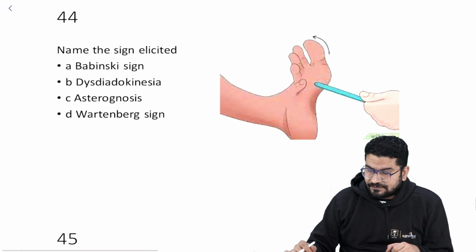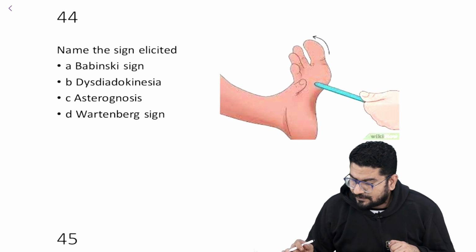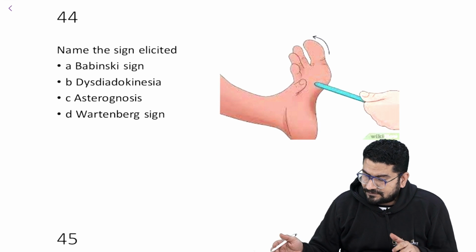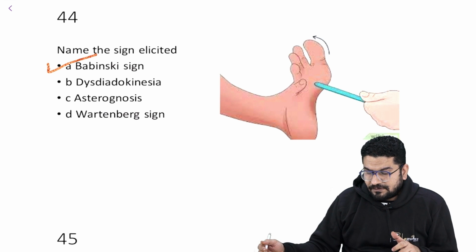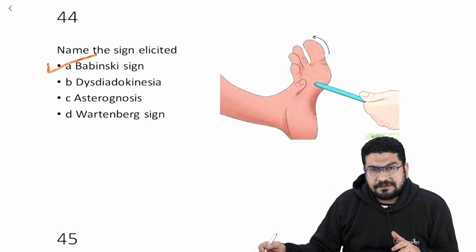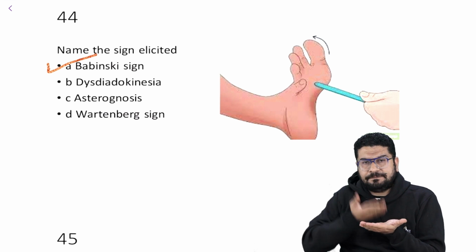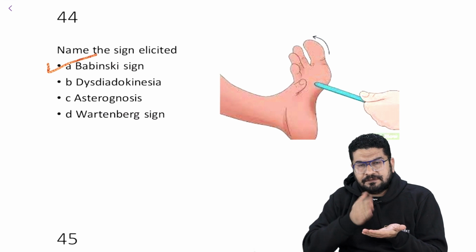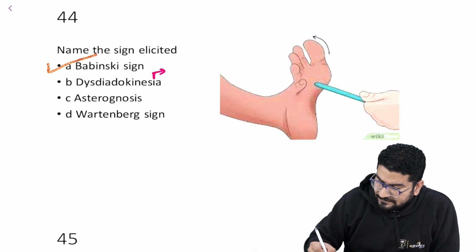If you see the next question, this is the sign that is elicited. So you can clearly see, let's see this option. I think all of you mark this correct. So without any doubt, this is Babinski sign. Fine. So Babinski, you all know. So let me talk about the next option. This is diadochokinesia. Here you will tell the patient to do a rapid tap, right? Patient can't do this. This is diadochokinesia. This we'll see in a patient who is having cerebellar lesion.